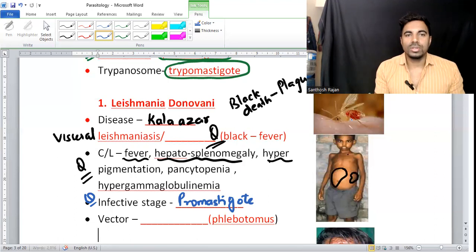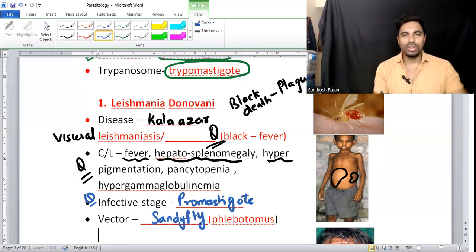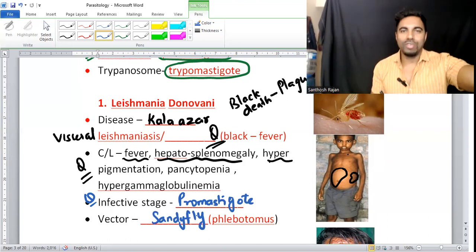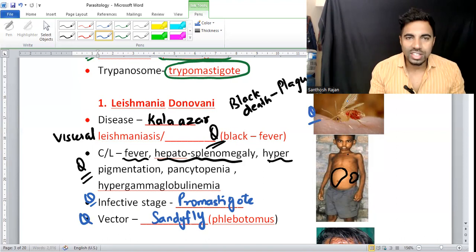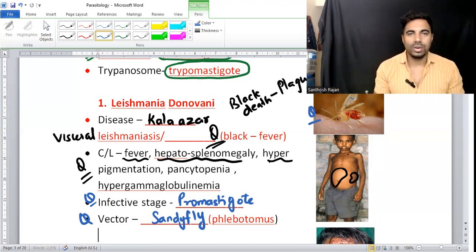What is this vector you're seeing here? This is the sandfly. The vector is the sandfly. This is also a question asked. Sandfly is otherwise called Phlebotomus. Sandfly or Phlebotomus, another name. This question is also asked. They can give you this picture, and you can see the wings. It's like a sandy type. Okay, so that's the picture.